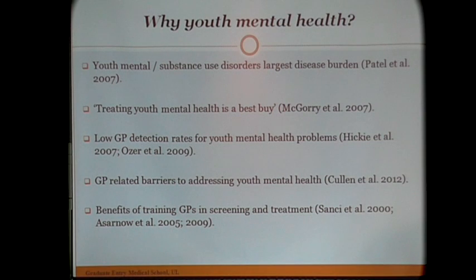So just to give you an overview of the literature, mental and substance use disorders contribute the largest disease burden in young people, with 75% first emerging between the ages of 15 and 25. And McGarry and colleagues suggested that providing early intervention for treating mental health is a best buy in terms of being more cost effective and efficient than treating adults with mental disorders.